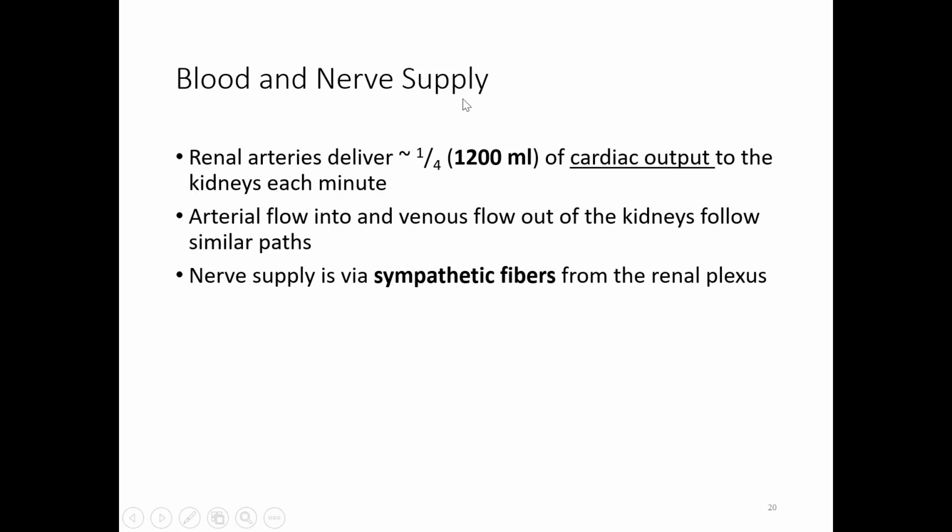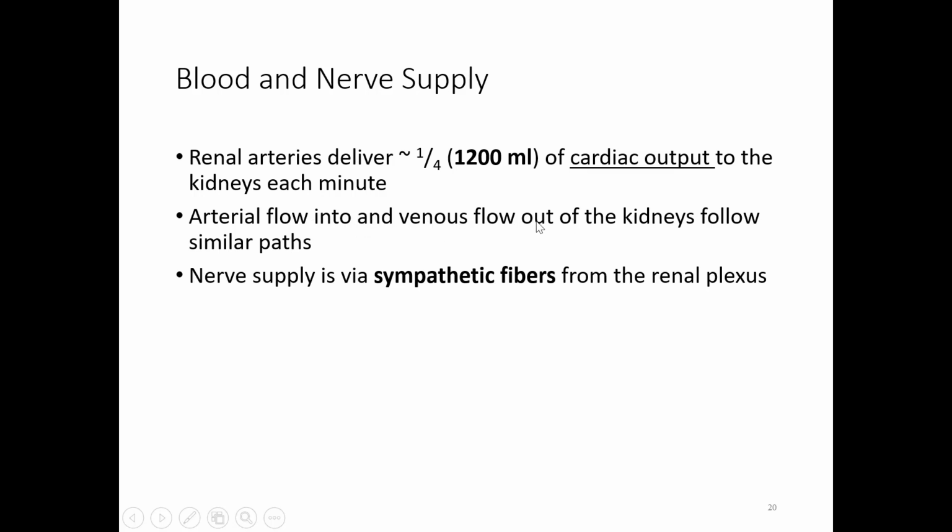Blood and nerve supply of the kidneys. Renal arteries deliver approximately 1,200 milliliters of cardiac output to the kidneys each minute. So 1/4 of all the blood that our heart pumps goes to the kidneys. That's a lot.